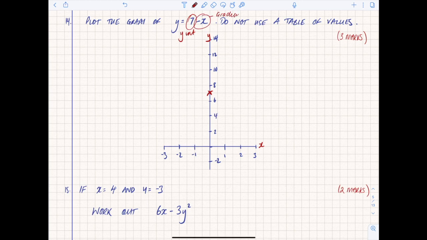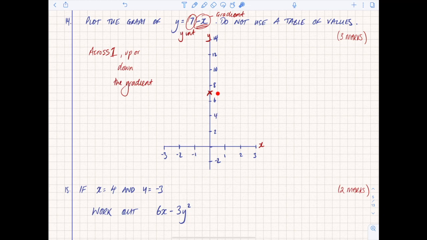So what I do is I go across 1, and because it's minus 1, I then go down 1. If it was plus 1, I'd go across 1 and up 1. If the gradient was plus 2, I'd go across 1 and then up 2. So it's always across 1 and then up or down the gradient. Make sure you are aware of that. So let's look at this then. 7 is where I'm starting from because that's my y-intercept.